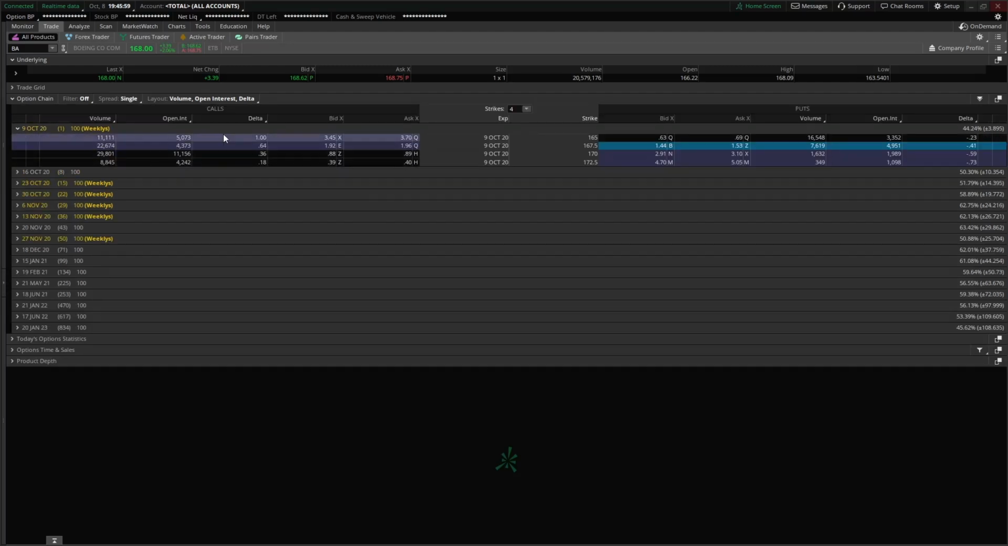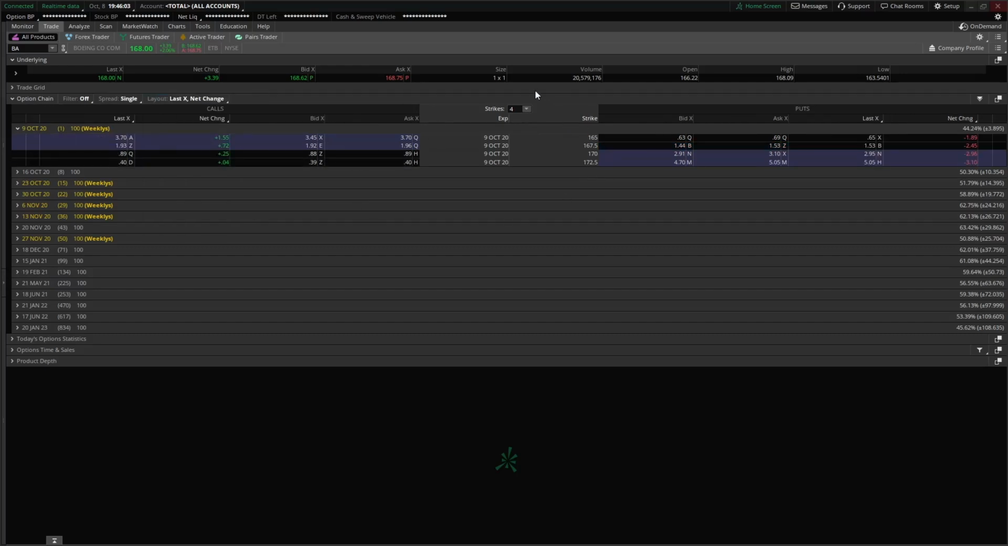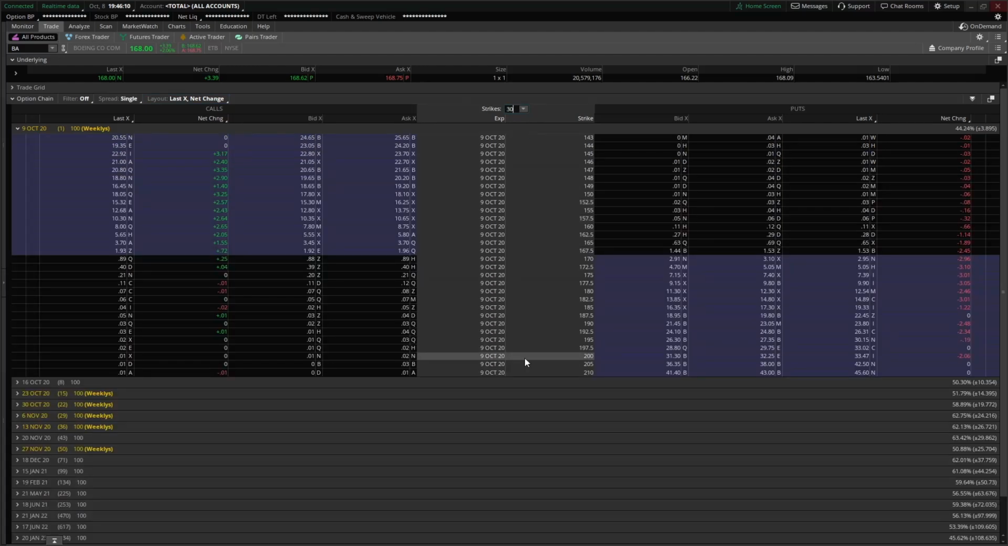So if we were to click these, it would bring us up something similar to this, where it would look like this. Now, personally, what I do is when it says strikes up here, I add 30, because it's going to give me a little wider of a range to look at the contracts. It's going to help me explain it a little better for all of you.